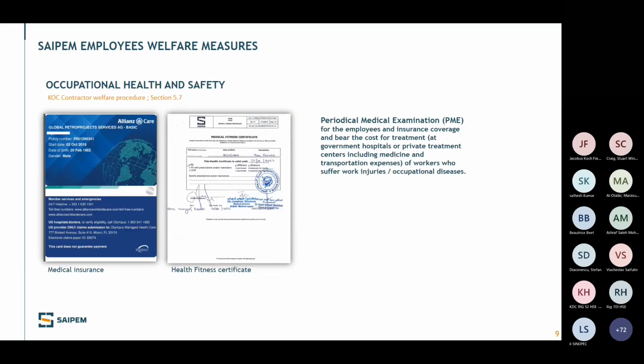Occupational health and safety. Periodical medical examination, PME, for the employees, insurance coverage, and SAIPAM bears the cost for the treatment at government hospitals or private treatment centers, including medicine and transportation expenses of workers who suffered from injuries or occupational diseases.